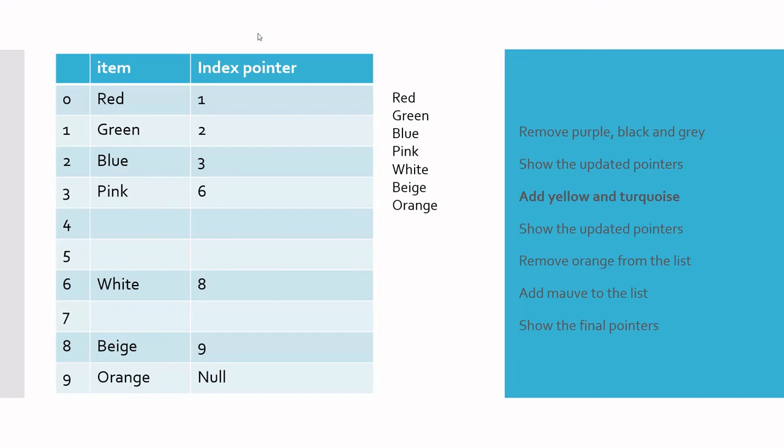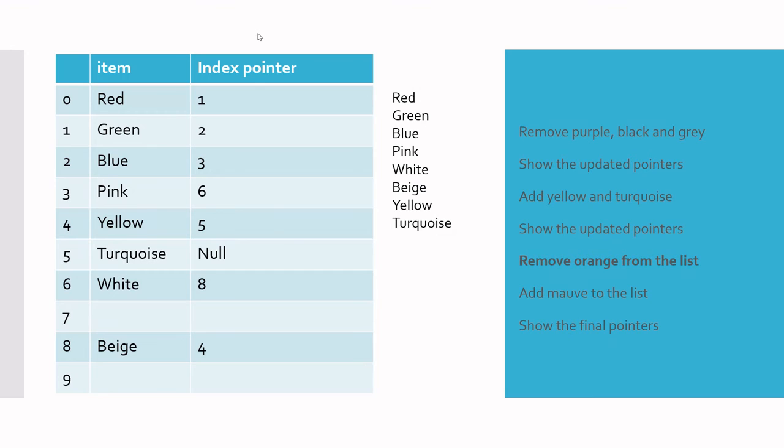Then we're going to add yellow and turquoise. So we've done that here. And then we need to show the updated pointers. So we've changed our pointers round. Yep, and then remove orange from the list. Orange is gone. And then we need to add a mauve to the list. So remember we've updated beige now to be the final thing to point to yellow. We should find that this list is matching perfectly. And once we've added that in, we show the final pointers.